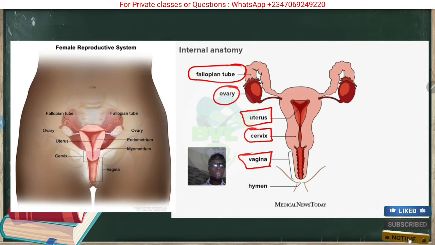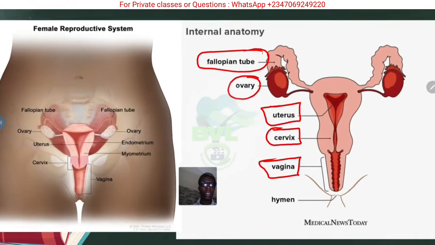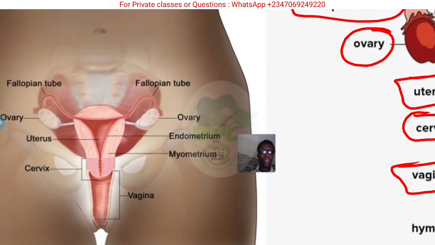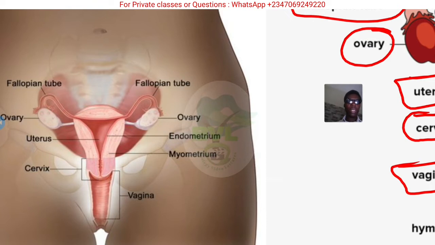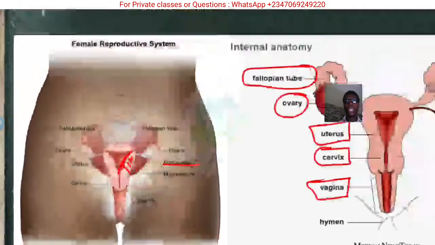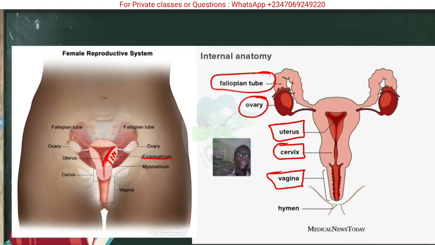But there's something I want you to know, which is the endometrium, which is the lining of the uterus. This is the uterus, this whole part, but this lining that lines the uterus, you would need that understanding when we get to the menstrual cycle. But really, these are the things you need to know at the moment. So those 5 structures are very essential in you passing your exams as far as case study is concerned.